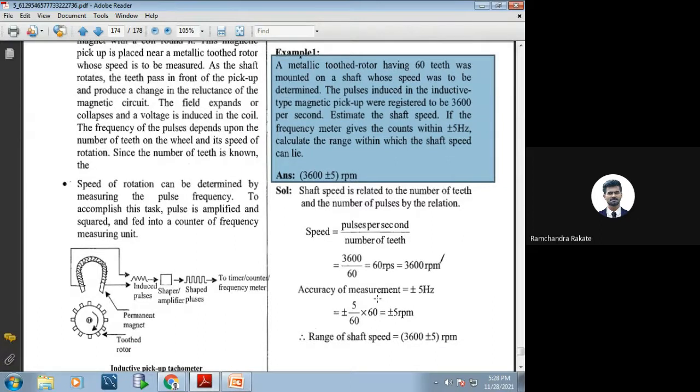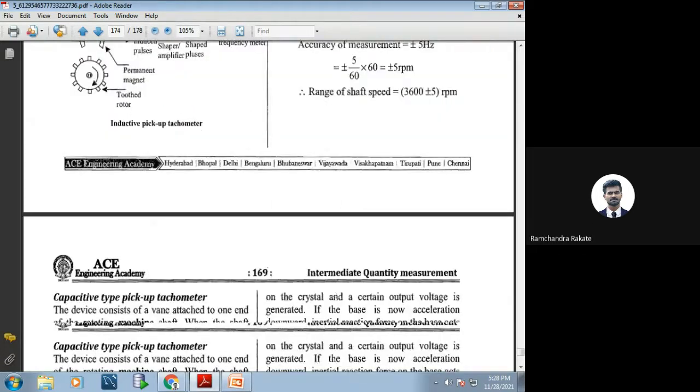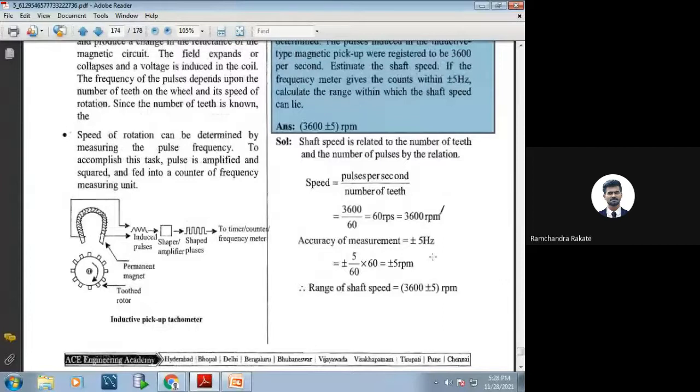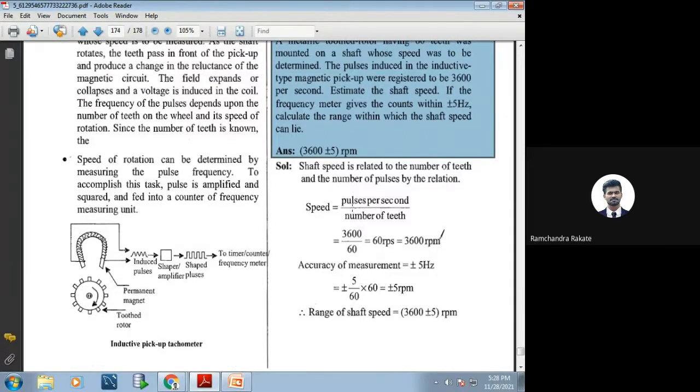Now we are looking for the accuracy of the measurement. The frequency is 5 hertz. So plus or minus 5 divided by 60, into 60, so it is plus or minus 5 RPM. So the range of shaft speed will be 3600 plus or minus 5, that is 3605 and 3595, correct? The answer will be 3600 plus or minus 5 RPM, correct?